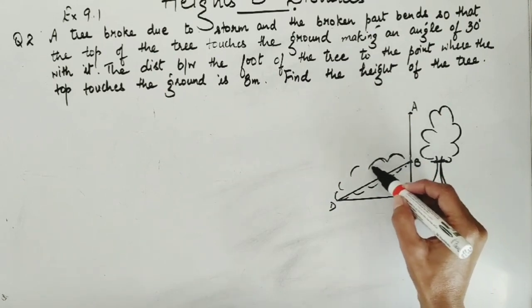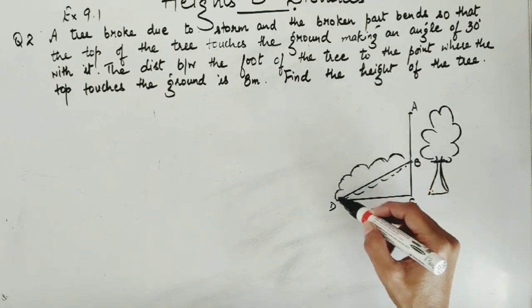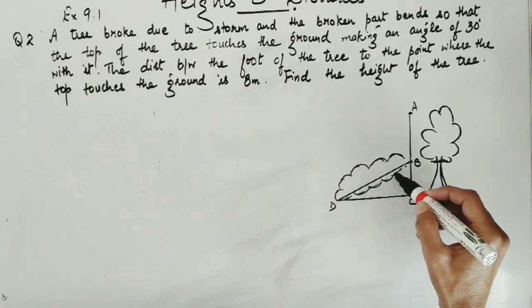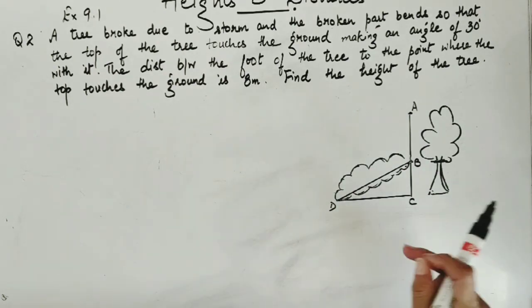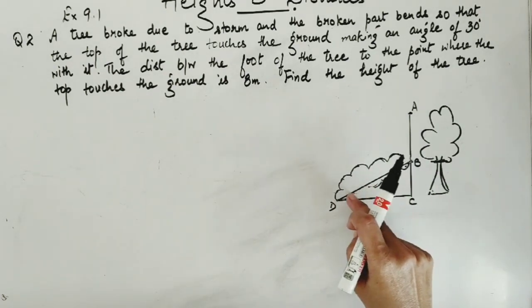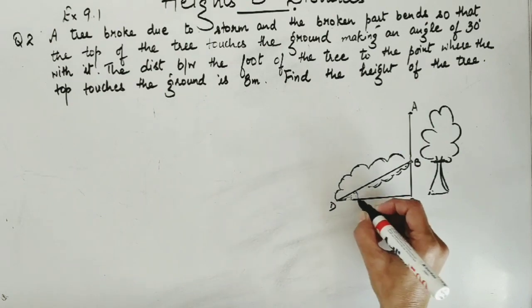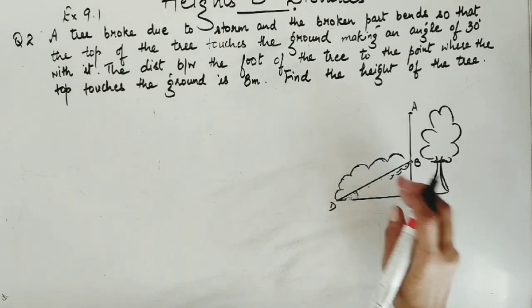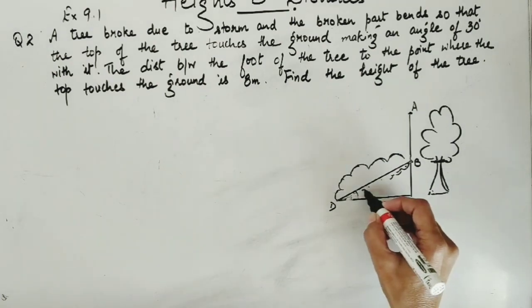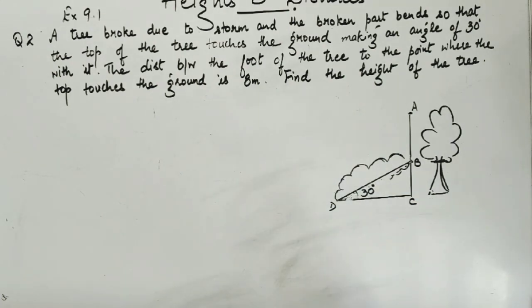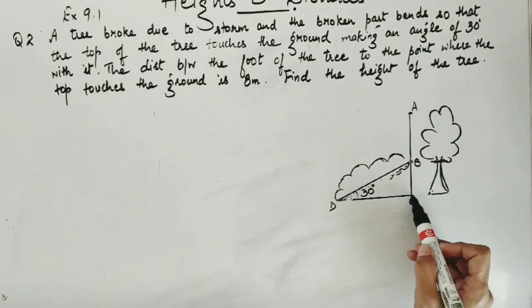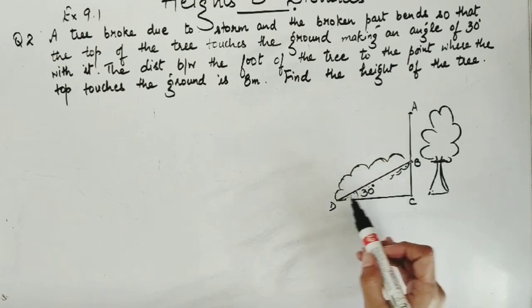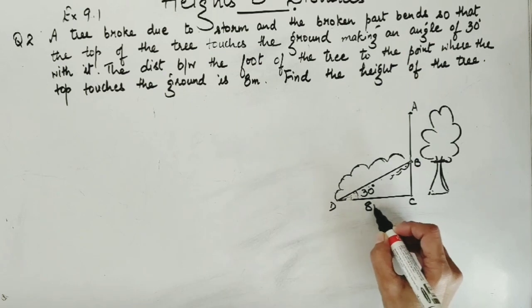You don't have to actually represent it like this in the figure; a simple rectilinear figure can even do. So the top touches the ground at point D. Now the angle where the top touches, this angle, is given as 30 degrees. Also they say the distance between the foot of the tree, point C is the foot of the tree, and where the top touches, this distance is 8 meters.